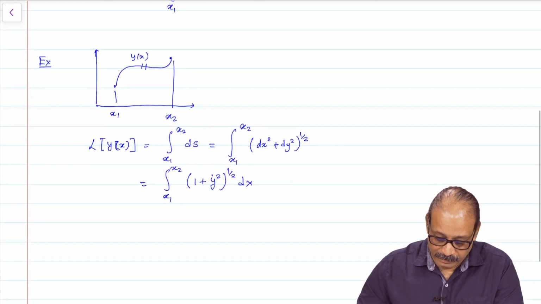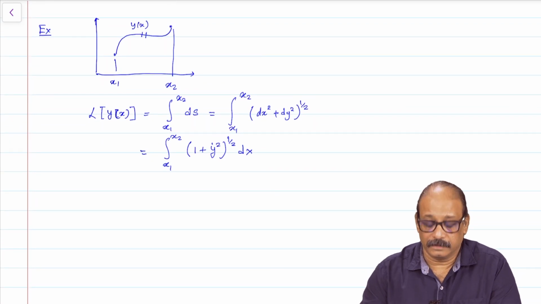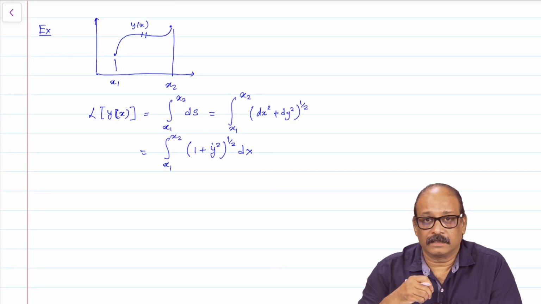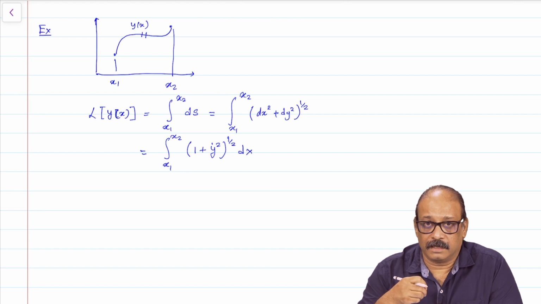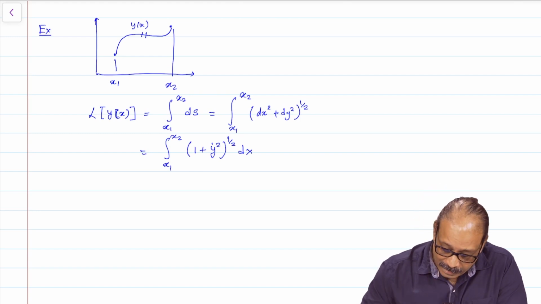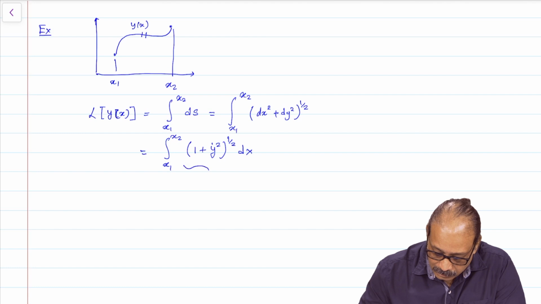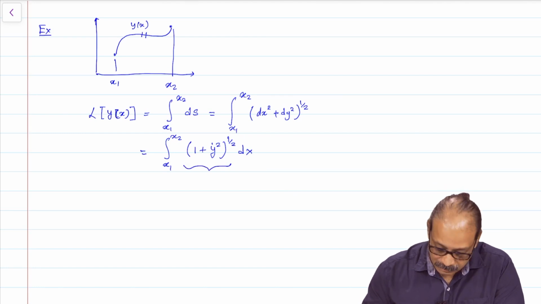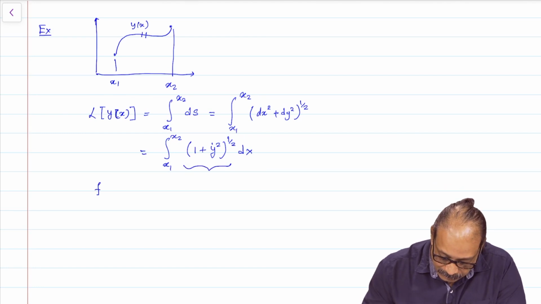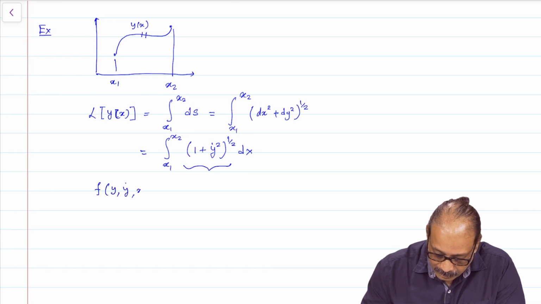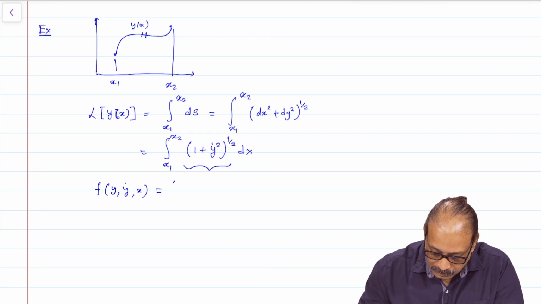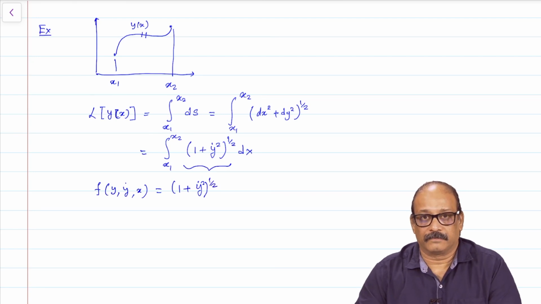And now we can immediately identify the integrand. So, your length L is the functional of y, and that is basically the integral of the function. The integrand function, which is a function of y, y dot and x, here is in fact just 1 plus y dot square to the power half.